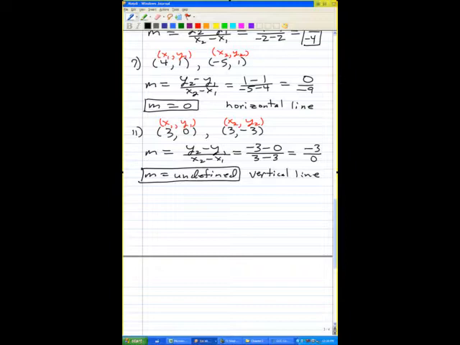Let me do problem number 18. In exercises 17 through 32, find the slope of the line. So y equals negative 3x plus 1. So let's find the slope of this line. I'll show you two different techniques for finding the slope of a line.